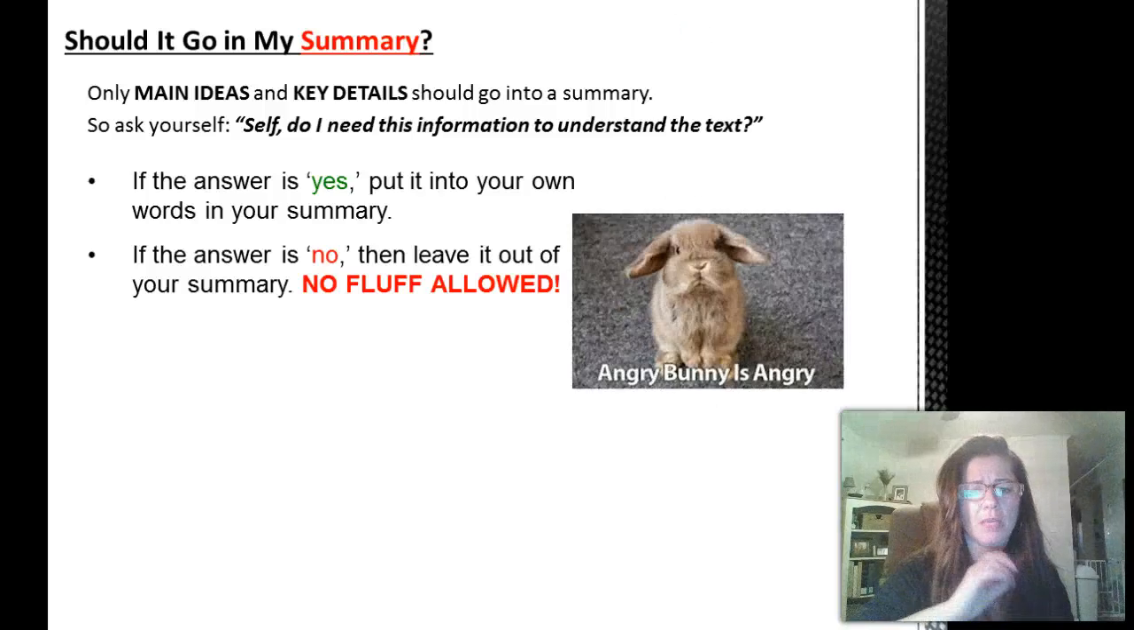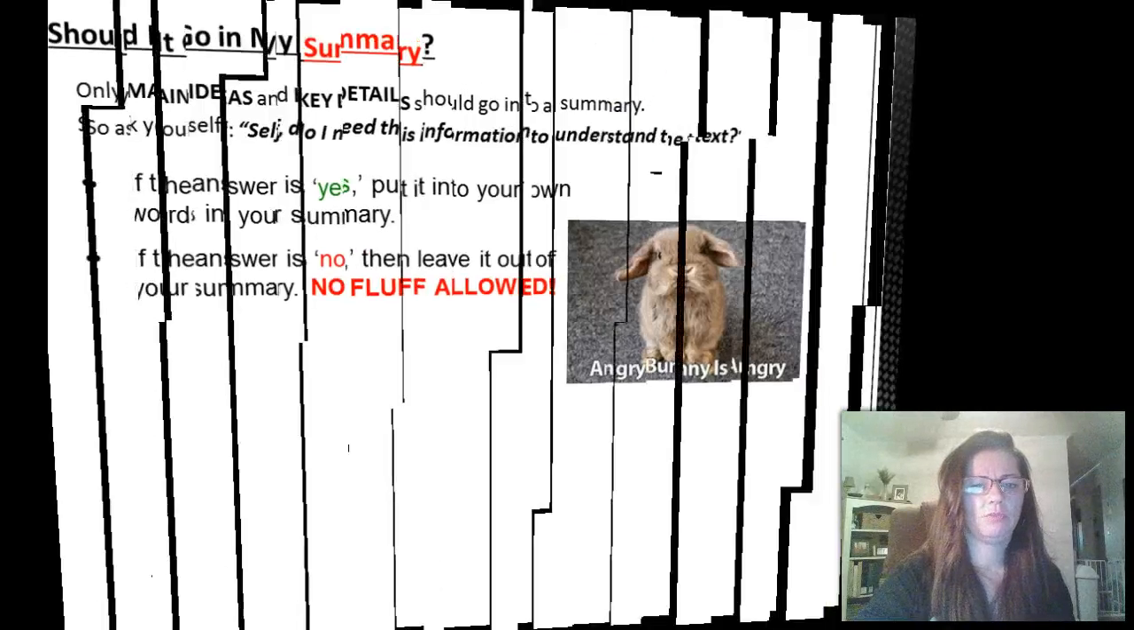No fluff around, which makes Angry Bunny very angry. Fluffy Angry Bunny is angry. Whatever, Fluffy Angry Bunny. We don't need your fluff.